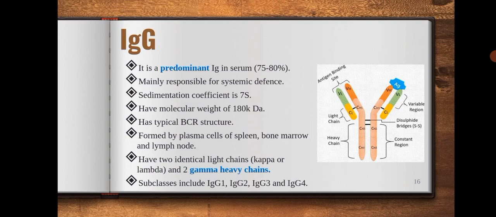They have 2 identical light chains, either kappa or lambda, and 2 gamma heavy chains. Subclasses include IgG1, IgG2, IgG3 and IgG4.